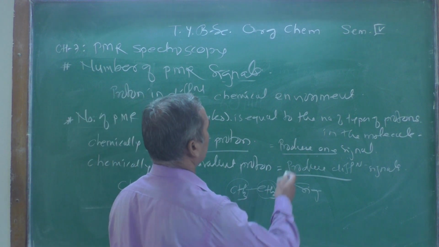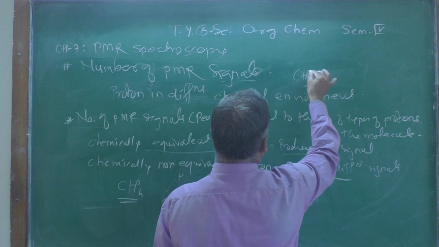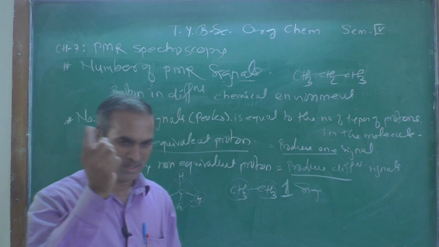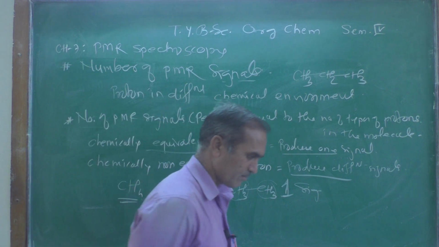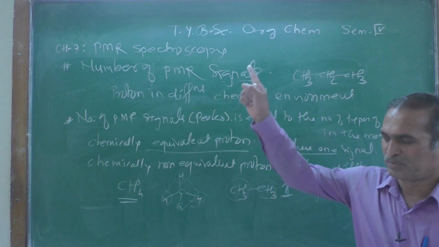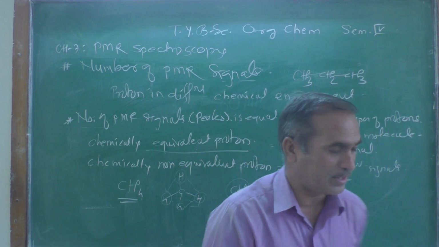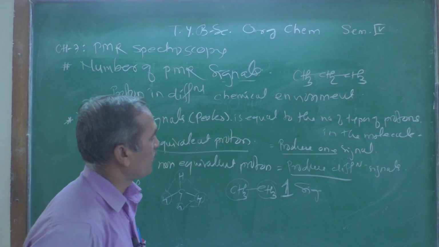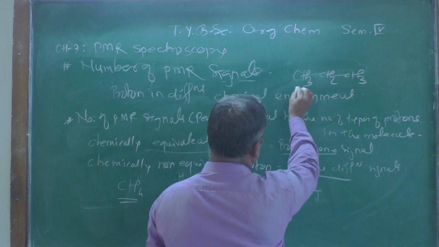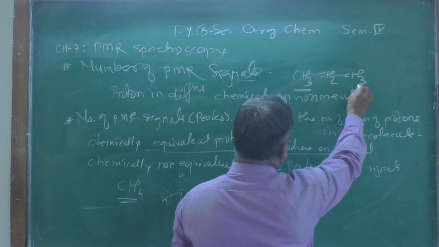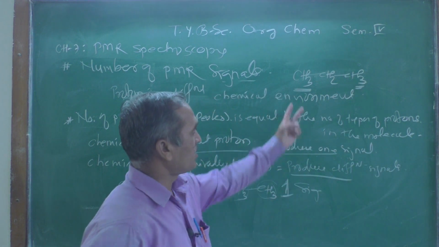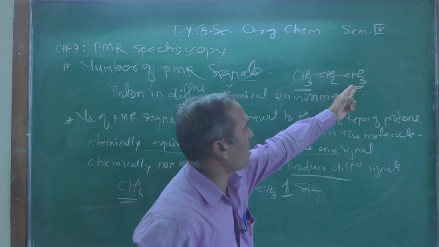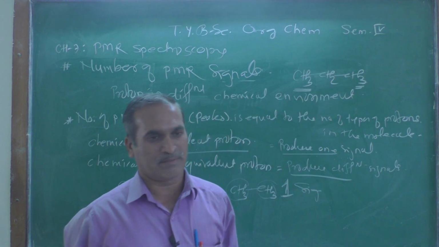Let's move on to the next one. Suppose we have this one, CH3, CH2 and CH3. Look at this, this is the third molecule which belongs to the alkane family. Now if you observe this structure carefully, see over here, this is a methyl group, and this is also a methyl group. This methyl group has one neighbor which is a CH2. This methyl group has one neighbor which is a CH2.